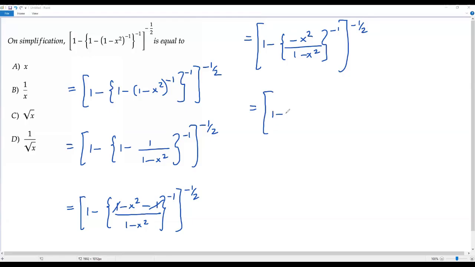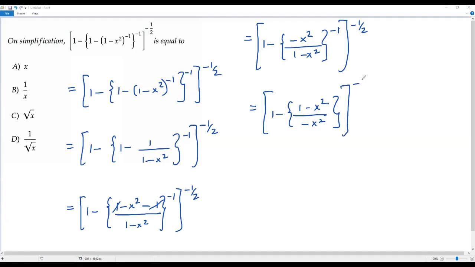Then we have 1 minus, and here we have negative 1 as exponent. Whenever I change the sign of the exponent, I have to take the reciprocal of the base. We consider this whole fraction as the base, and for this base we have the exponent negative 1. When I change the exponent from negative 1 to positive 1, I have to flip the fraction, writing the denominator as numerator and the numerator as denominator. Then I get (1 − x²) over negative x². The exponent becomes positive 1, which we can ignore.